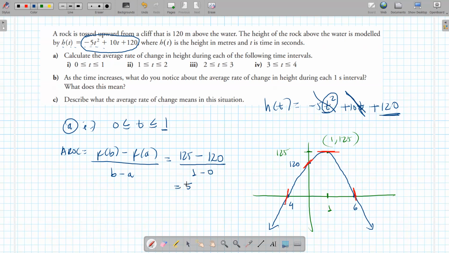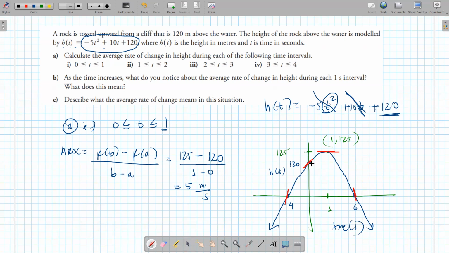The unit on the y-axis is height, so it's going to be meters. And the unit on the x-axis is time in seconds. So the slope is in meters per second.